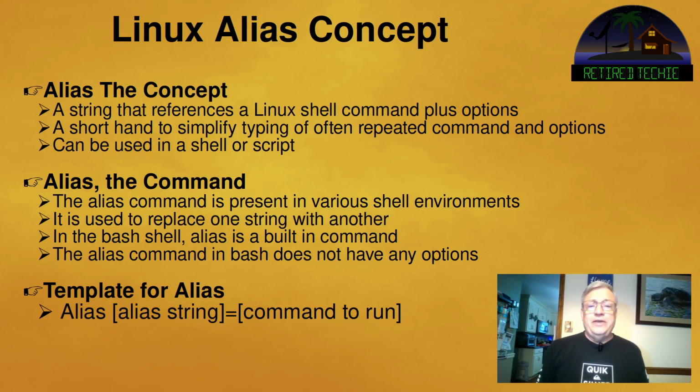The basic form of the alias command is alias, the alias string, and then the command you want to execute. Where the alias string is any alphanumeric string and the command is a shell command with all the options and everything you need to run it. The alias string, when typed, is replaced with the command string when executed.